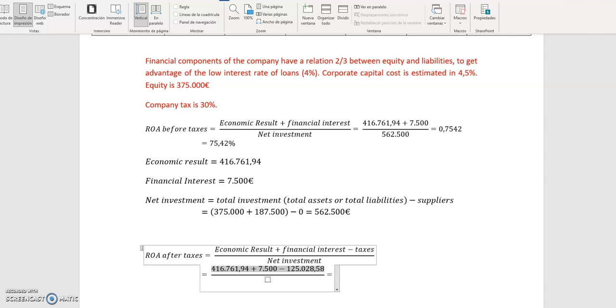So we have the economic result just as before, the financial interest just as before, and we pick up the amount of taxes that we got in the return on equity, which is exactly the same. And then we divide by the net investments, and this way we get the return on assets after taxes, which is 53.19%. So this is the return on assets before and after taxes.